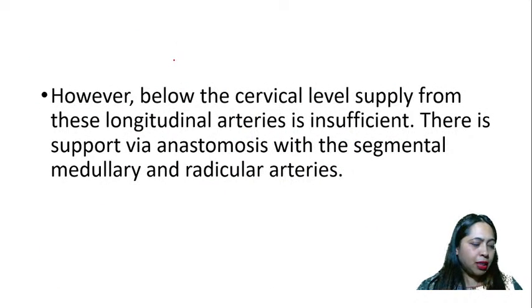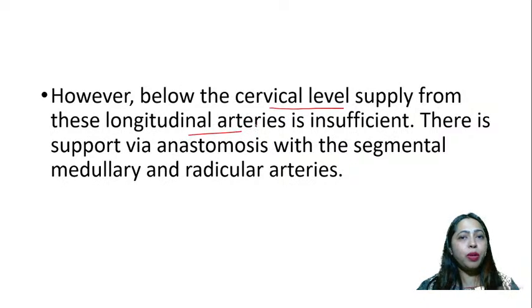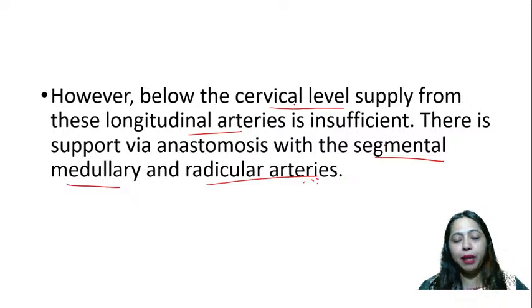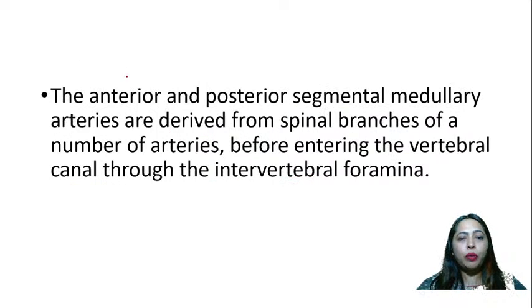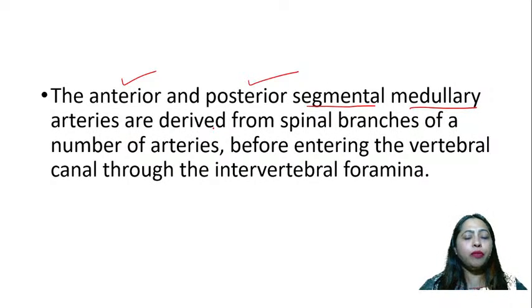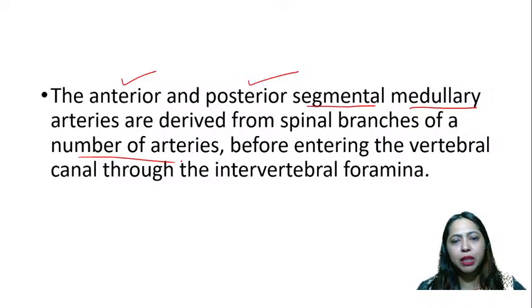So, this is exactly what I was trying to say. Below the cervical level, supply from these longitudinal arteries becomes very insufficient. So there is support or anastomosis that you can see. We saw the anastomosis just now with the segmental medullary arteries and radicular arteries. These two contribute equally to the supply of the spinal cord. Now, the anterior and posterior segmental medullary arteries, where are they derived from? They are derived from the spinal branches of a number of arteries present in the vicinity.